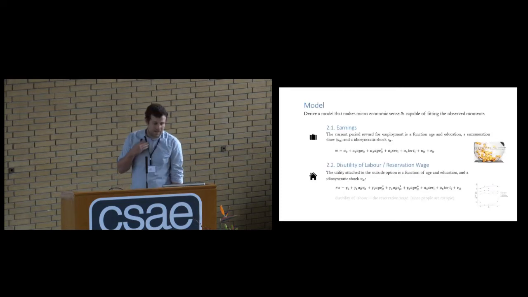The model I'm setting up tries to find a reservation wage that is able to explain the moments we see in the data. Earnings follow a default Mincerian form, being a function of education and age, but I also allow for a remuneration draw and an idiosyncratic error, which is basically the measurement error in your wage. I also allow a utility of labor, which is identical to the reservation wage, since this will not be a dynamic choice. It's going to be a once-off static choice.